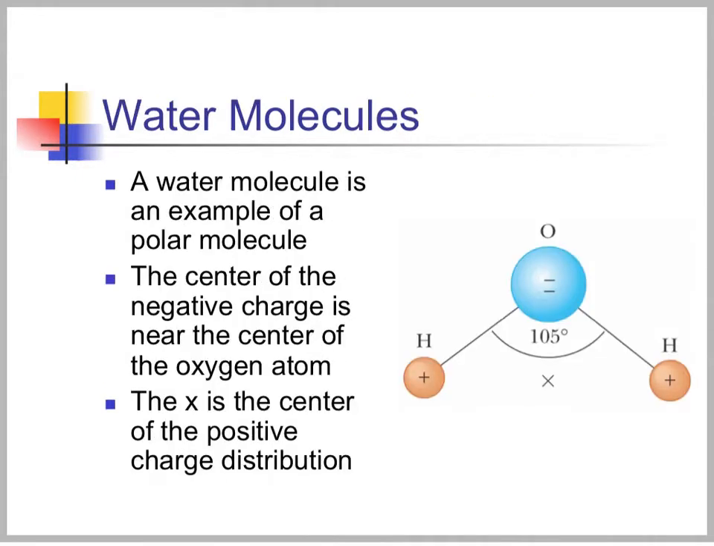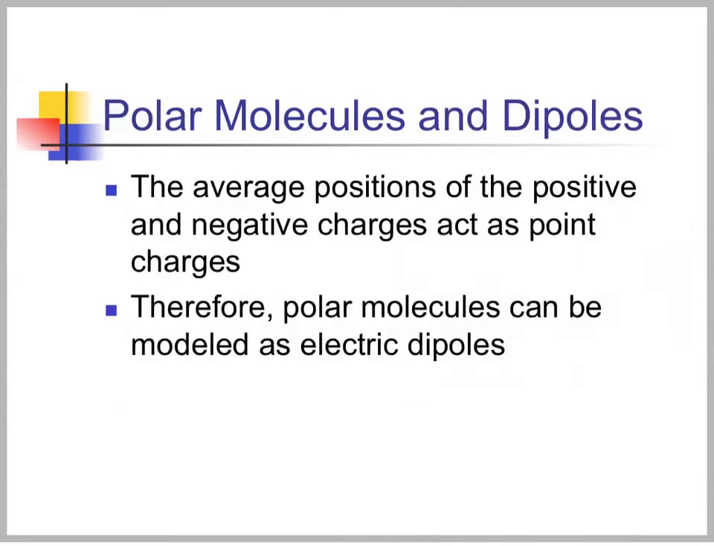A water molecule is an example of a polar molecule. The center of the negative charge is near the center of the oxygen atom. And X is the position of the positive charge distribution. So that means that between these two places there is a dipole moment. The dipole moment would point from the negative charge down towards the positive charge. The average positions of the positive and negative charges act as point charges, and therefore polar molecules can be modeled as electric dipoles.